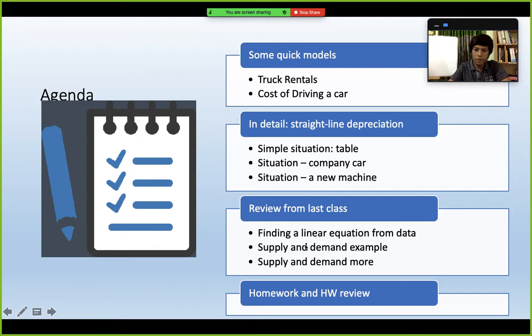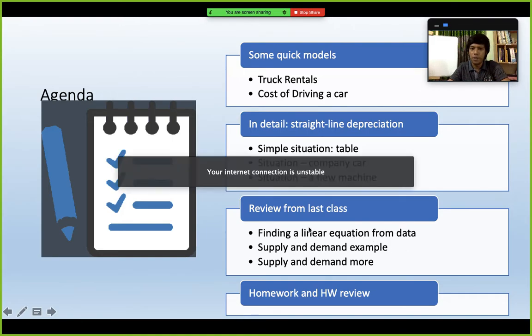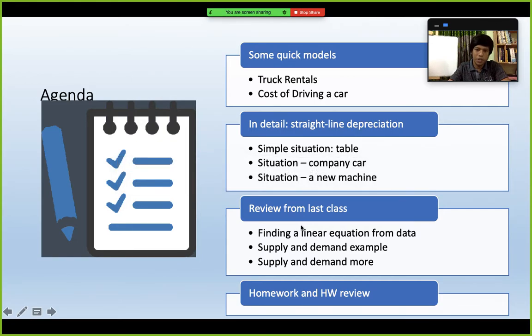Then we have some review. We have solved this kind of problems in our last class. This is linear equations from data, supply and demand math. So we have put it here also, so that you can review them and think about that. That's it. Then homework and homework review. So these are today's agenda.